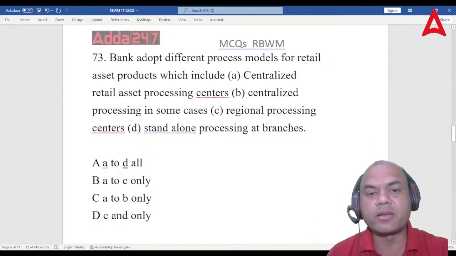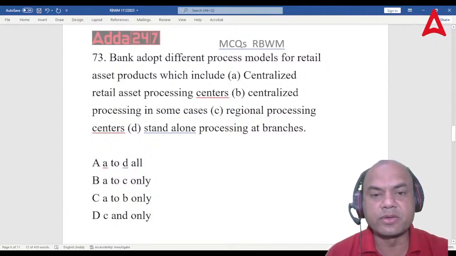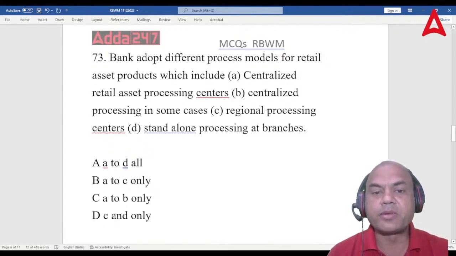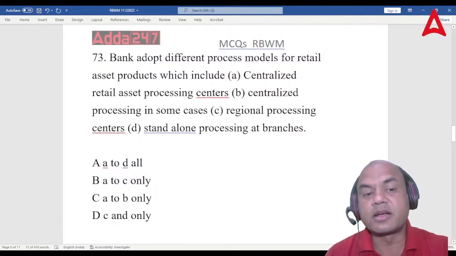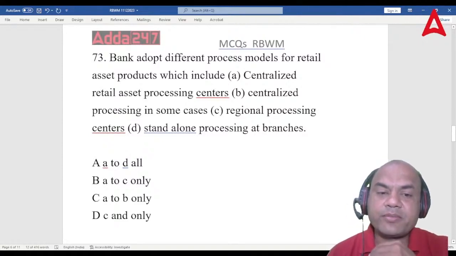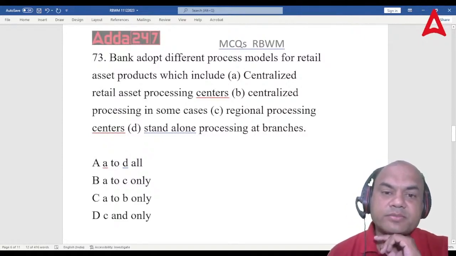Banks adopt different process models for retail asset products, which include centralized retail asset processing centers, centralized processing in some cases, regional processing centers, and standalone processing at branches. So banks adopt different process models. What are the different process models? Centralized retail asset products. Now you'll see, what is the difference between A and B?